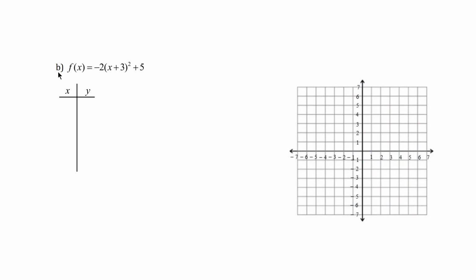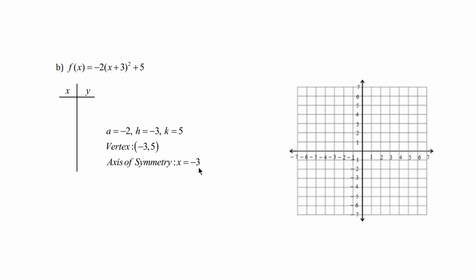Okay, so now let's move on to part B. We have f of x equals negative 2 times the parentheses x plus 3 squared plus 5. First, we find the value for a, which is negative 2. This means that our parabola is facing downward because the value of a is negative. Also, because the absolute value of a is a number greater than 1, this will result in a parabola that is narrow. Next, we identify the value for h, which is negative 3, and the k value is positive 5.